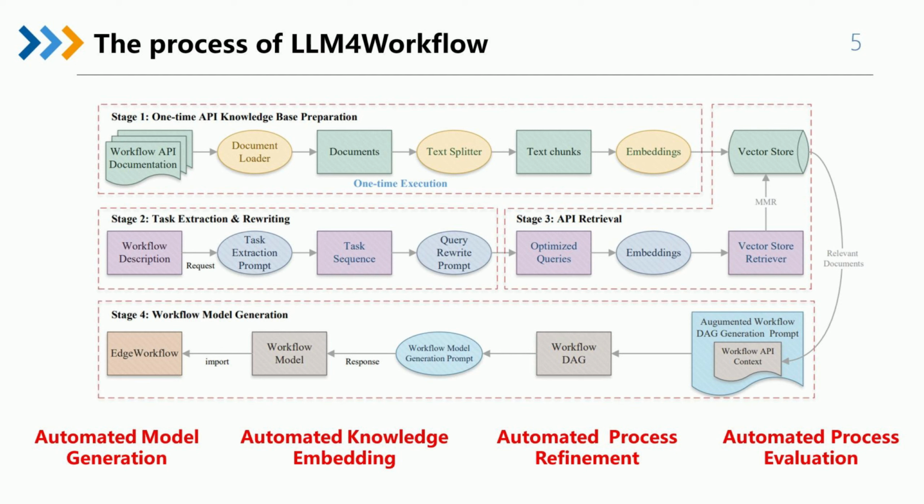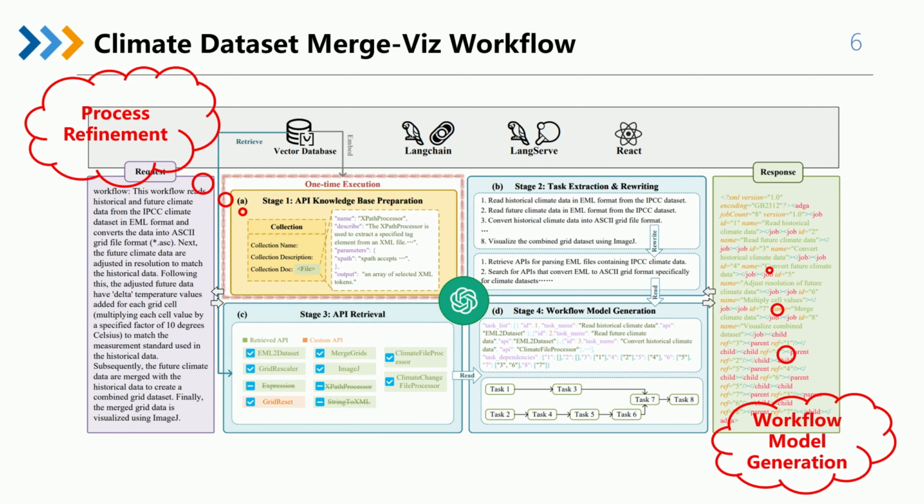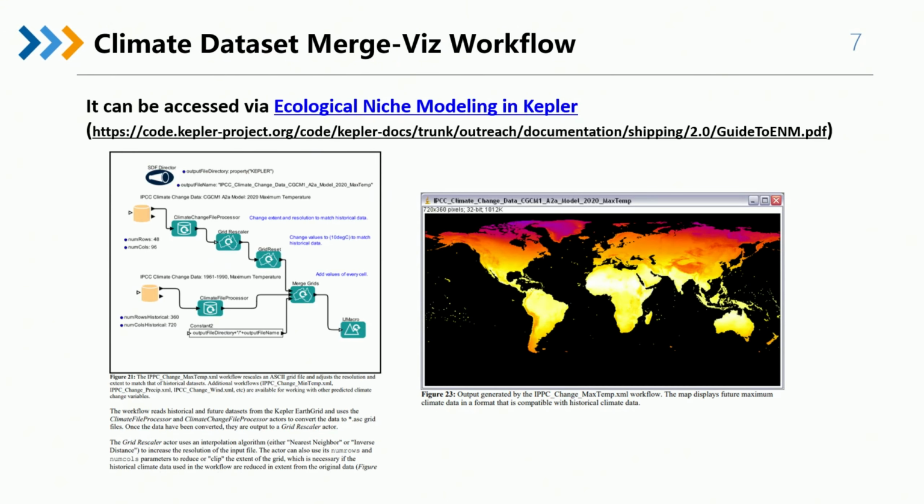Next, I will use a case study combined with a video demonstration to present the entire process of generating a workflow model using LLM4Workflow. We take the climate dataset MergeVis workflow as an example, which formats future climate data to be consistent with historical data. This workflow is derived from ecological niche modeling within the Kepler Scientific Workflow System. You can access the workflow using the link provided above the video.